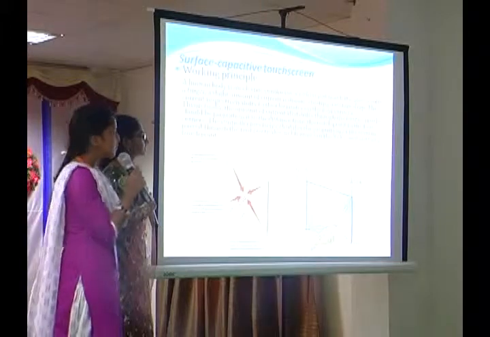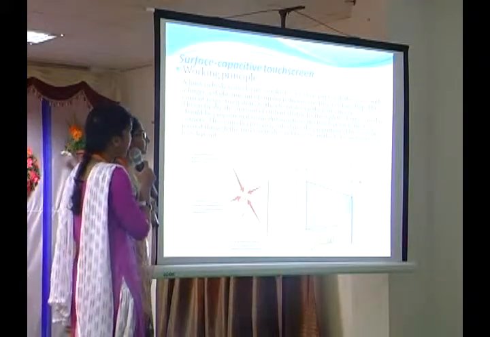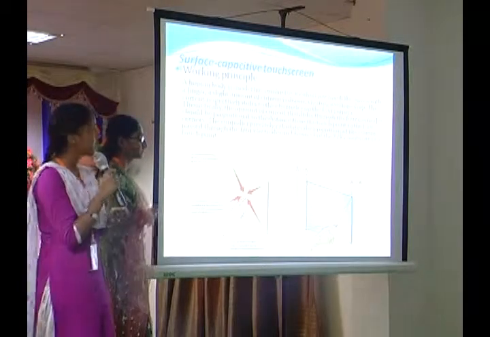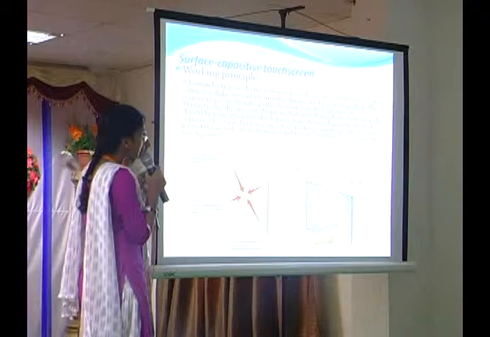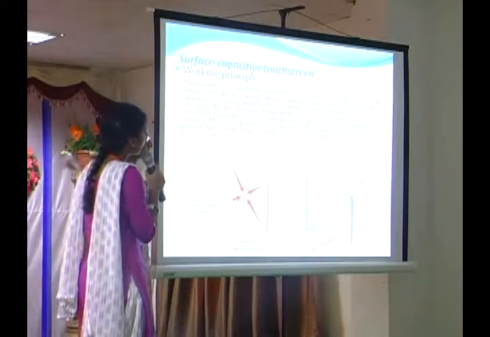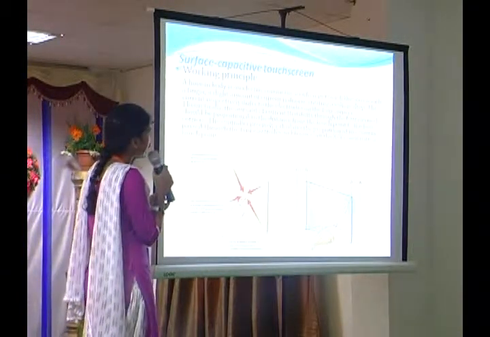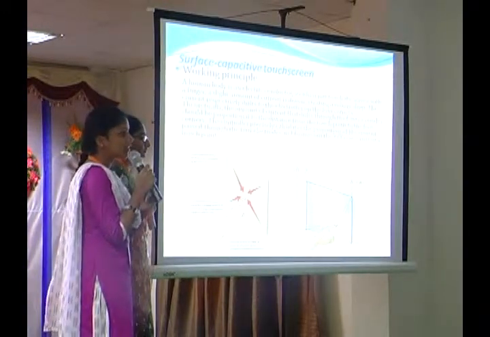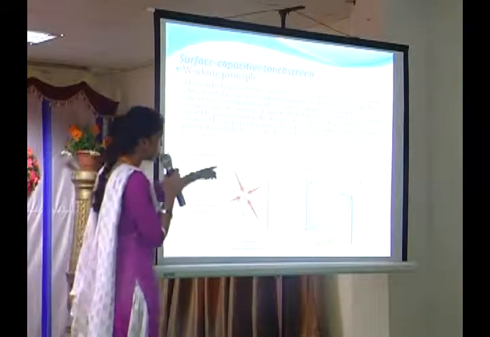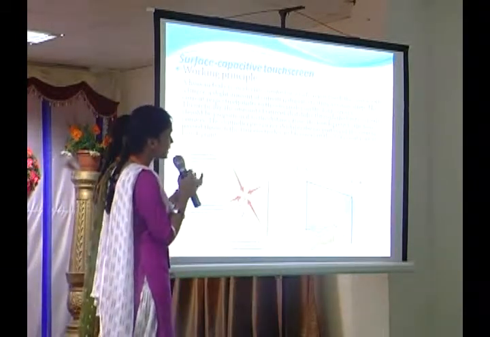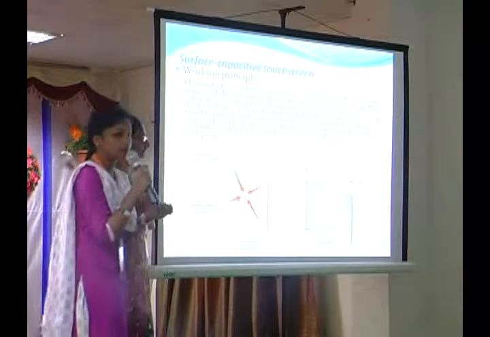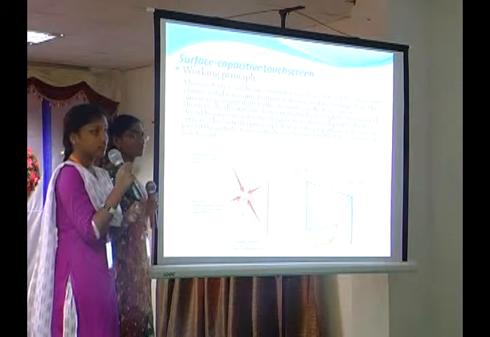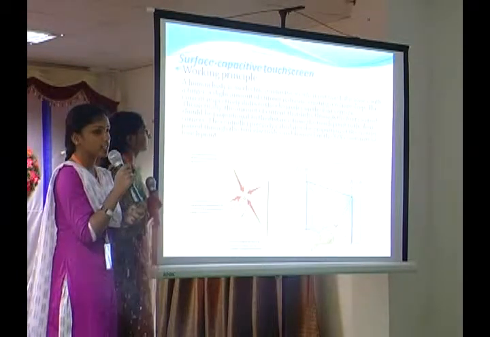Let's discuss the working principle of the surface capacitive touchscreen. We know that our human body acts as an electric conductor. When you touch the screen with your finger, a slight amount of current is drawn and a voltage drop occurs. The drawn current drifts to the four ends of the electrodes, and this makes the touchscreen act and send information to the computer for processing using the controller.